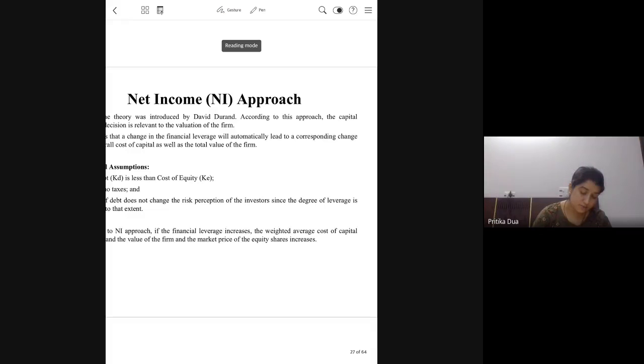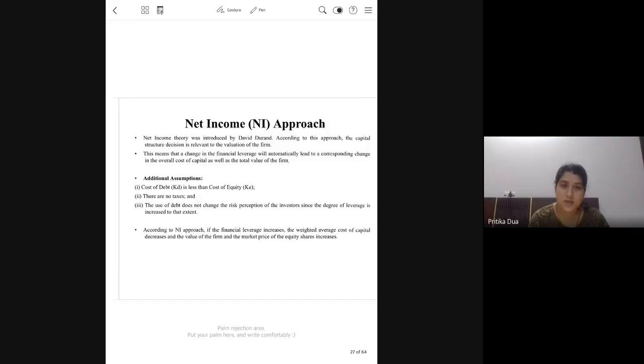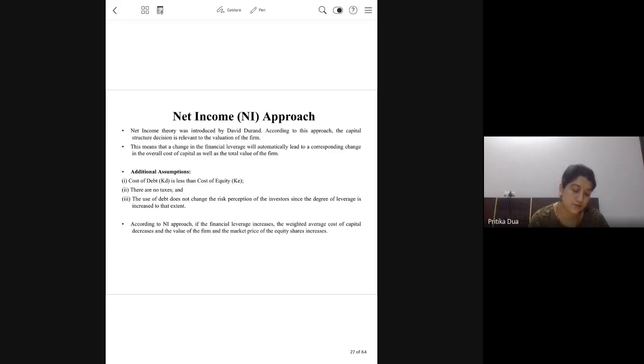Then we come to the first approach, which is the net income approach. As I told you, this approach says that capital structure decision is relevant for the firm. You use leverage, you introduce debt in your capital structure, and the value of the firm will improve because debt is assumed to be a cheaper source of finance as compared to equity, which to a large extent is actually the case also. We say that among all these sources of finance, it is the cost of equity which is the highest. So, cost of debt is assumed to be lower than the cost of equity.